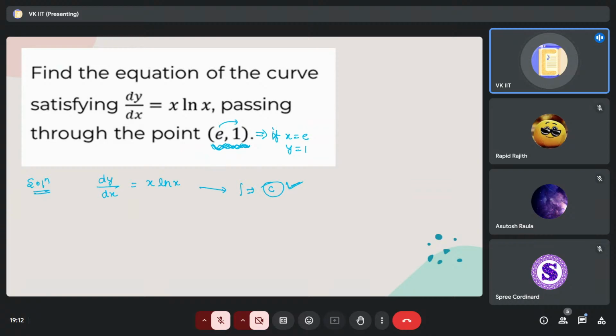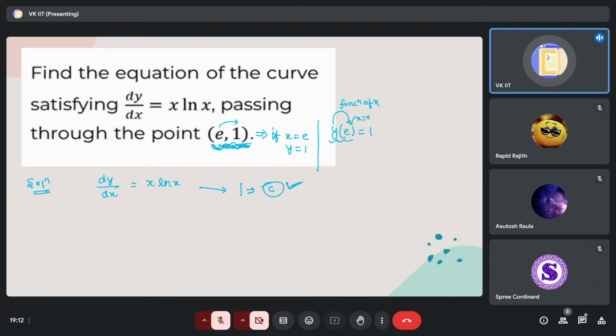A different way to represent this boundary condition can be like this also: y(e) is equal to 1. Since y is a function of x, they are putting the value of x as e, and when you put x is equal to e in the y equation, you get the answer as 1. So they can give you these boundary conditions in different formats. You have to understand how to use this. So this is the boundary condition given. Let's go for the solution then.